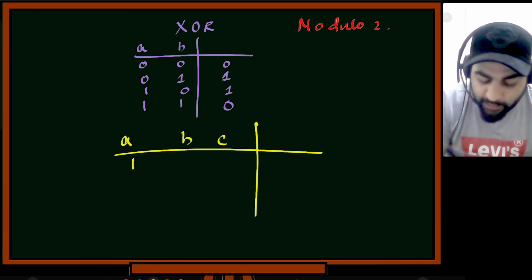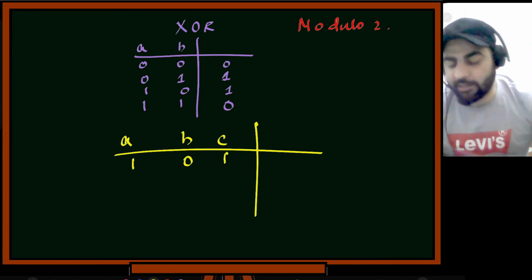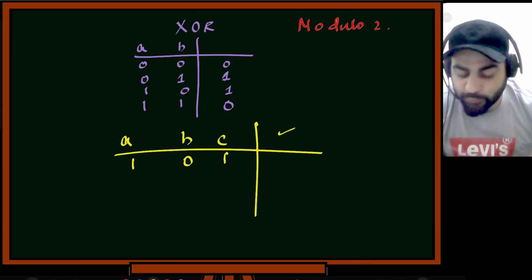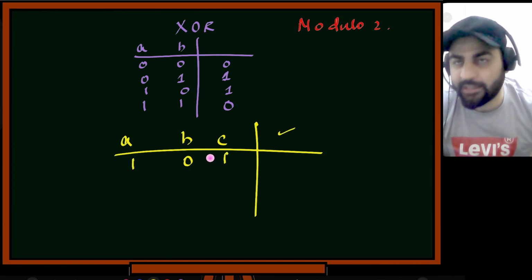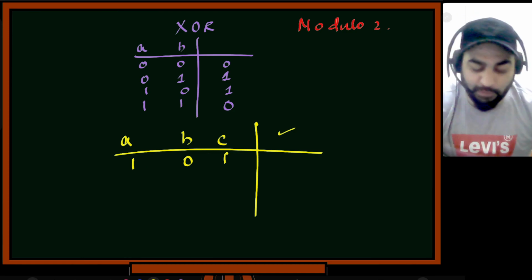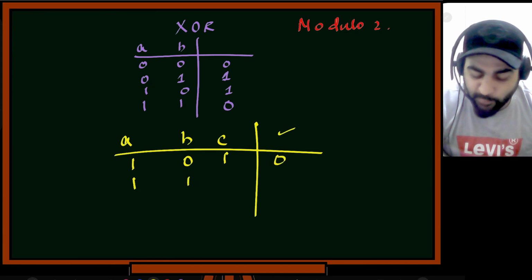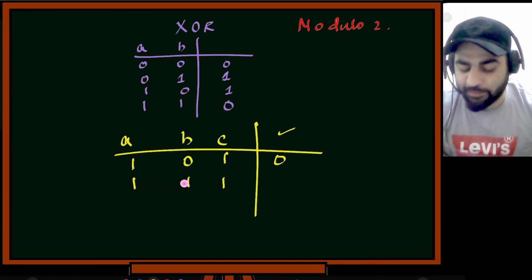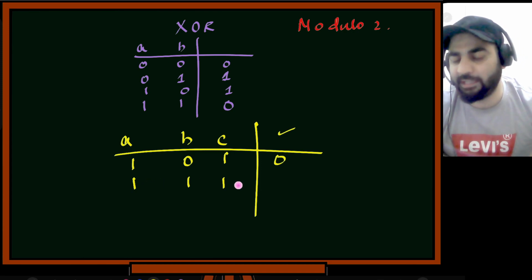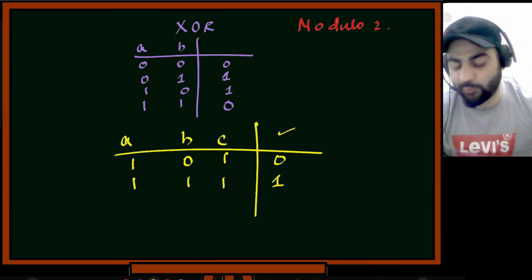Okay, if it is 1, 0 and 1, how do we now compute what the output will be? You take the sum of these bits, then take modulus by 2. The sum of these is 1 plus 1 is 2, and 2 modulus 2 is 0. So this is 0. If it is 1, 1, 1, now we have an odd number, 3. 1 plus 1 plus 1 is 3. 3 modulo 2 is 1, so you'll get 1 over here.